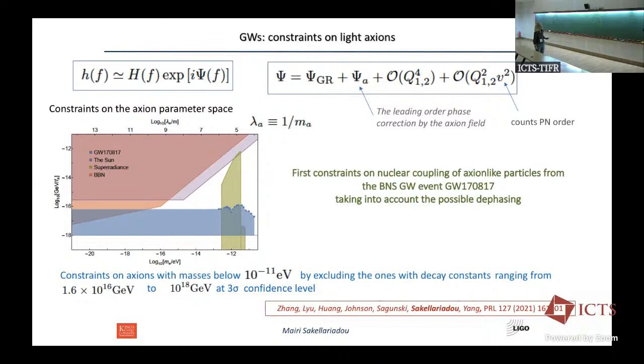So up to now, with just one detection, the GW170817, we were able to put constraints for axions with mass of about less than 10 to minus 11 eV, and with a decay constant between these two levels. And this is a constraint without demanding that axions play any role as dark matter.